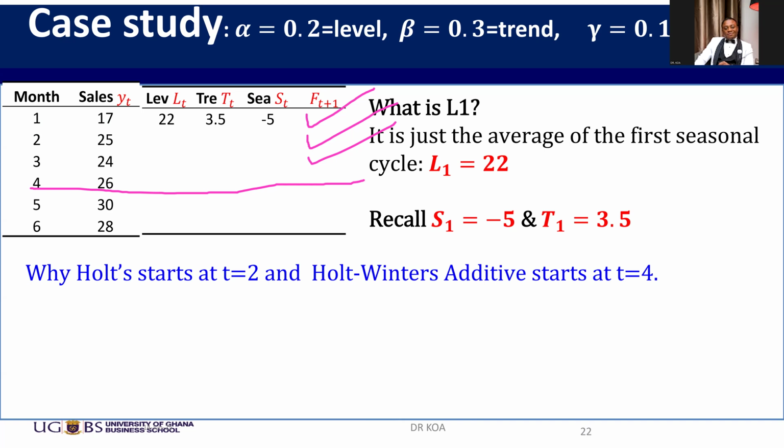I am thinking that for the first season, because we are dealing with seasons now, there is no previous forecast to be used to forecast for the first seasonal cycle. So we can only calculate for the second seasonal cycle.